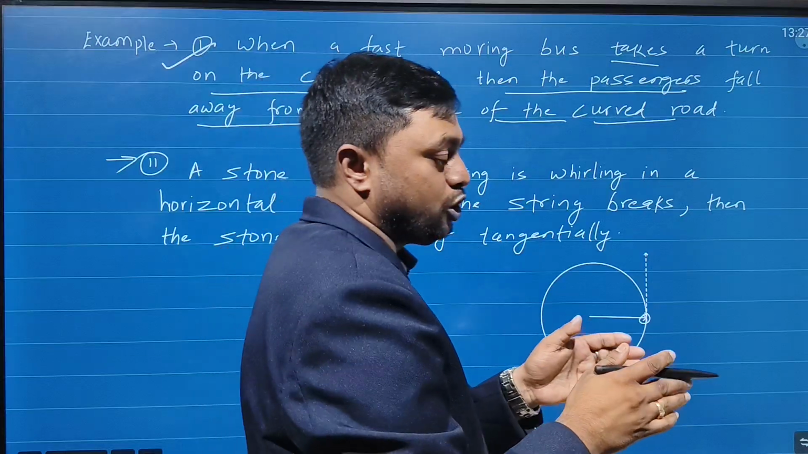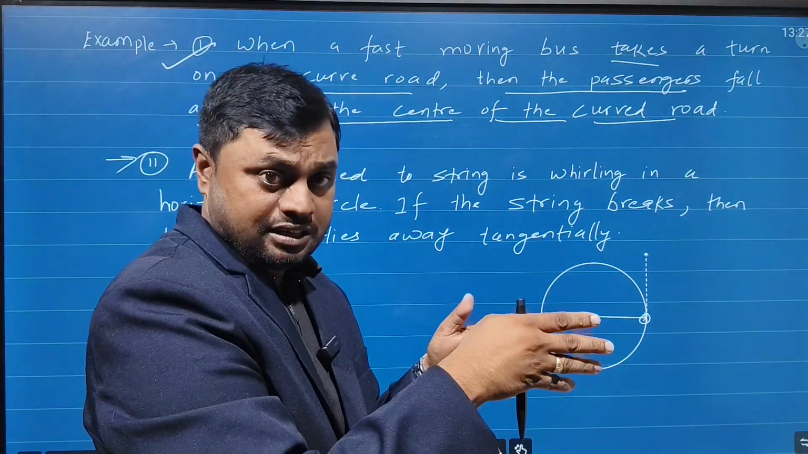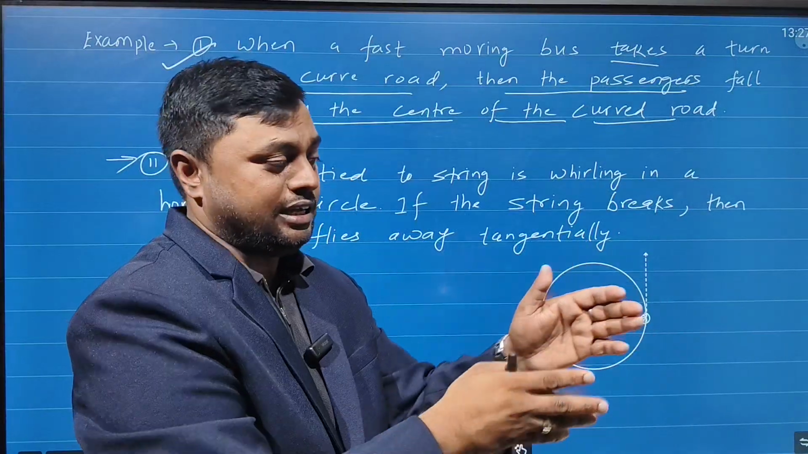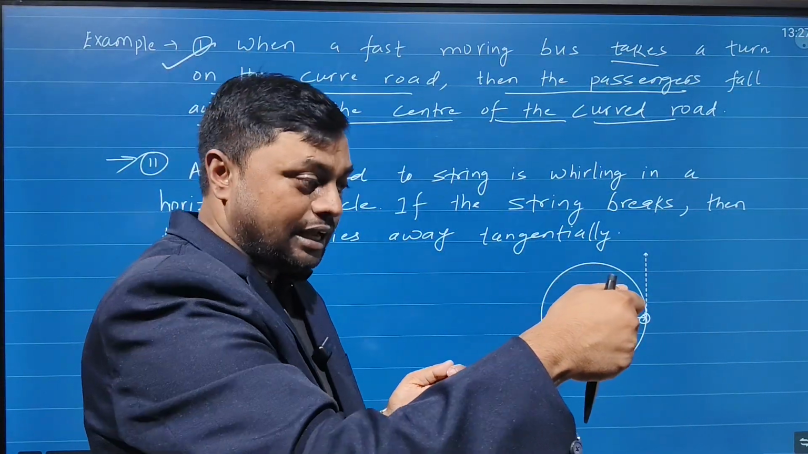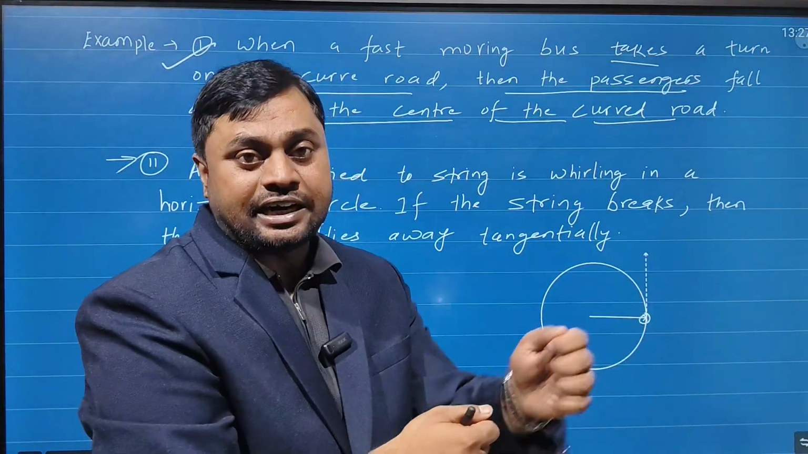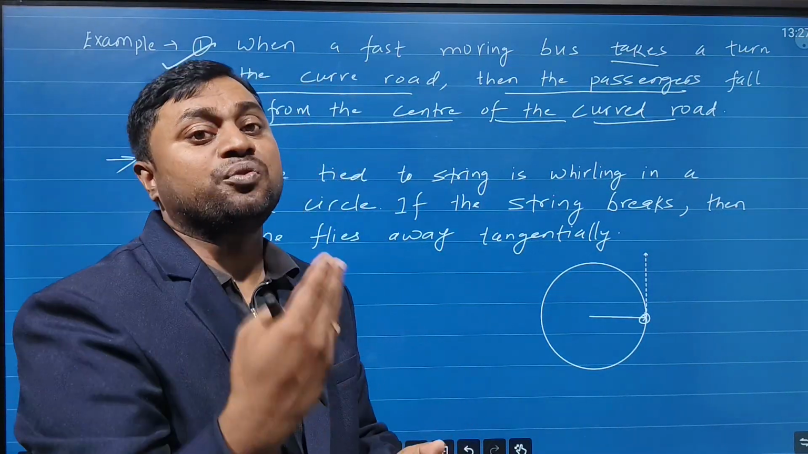Try to understand. Suppose you are going in a bus and suddenly there is a right turn. A sharp curve is there, a sharp turn is there. So the driver will take the bus steering to the right side, yes or no? So we fall leftward. It is due to the inertia of direction.